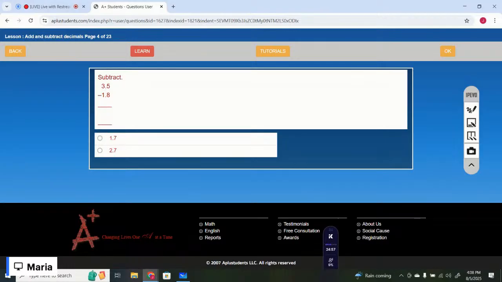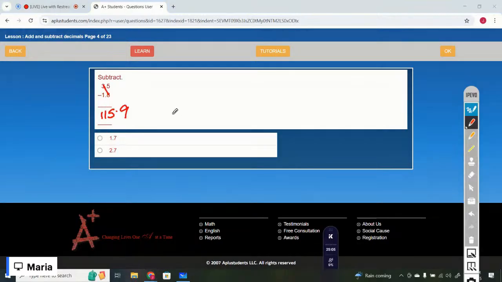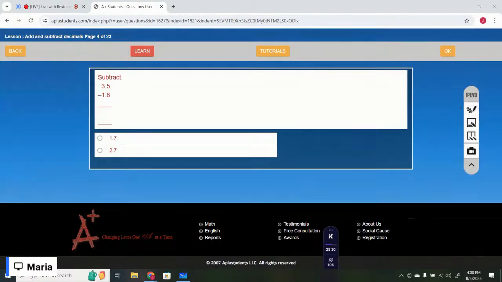Subtract 3.5 minus 1.8. So here we have 5 and carry 1. That makes 15. 15 take away 8 is 7. And 2 minus 1 is 1. That is 1.7. Option number 1 is the correct option. That is 1.7.